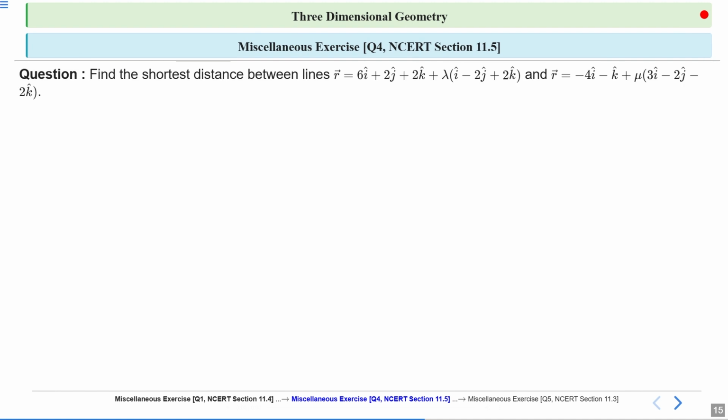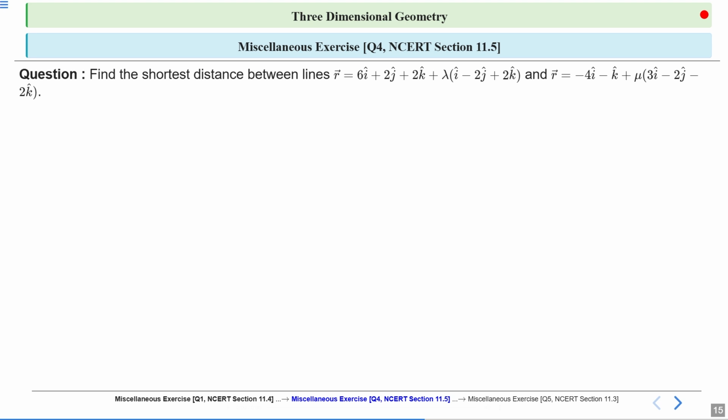Next is the NCERT exercise. NCERT miscellaneous exercise question number 4, which says: find the shortest distance between the lines r vector is equal to 6i cap plus 2j cap plus 2k cap plus lambda times i cap minus 2j cap plus 2k cap, and r vector is equal to minus 4i cap minus k cap plus mu times 3i cap minus 2j cap minus 2k cap. We have to find the shortest distance between the given lines.